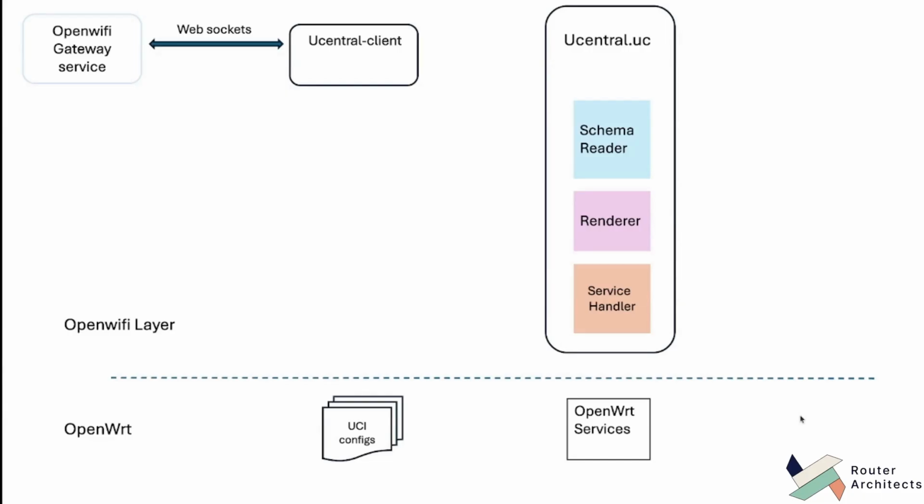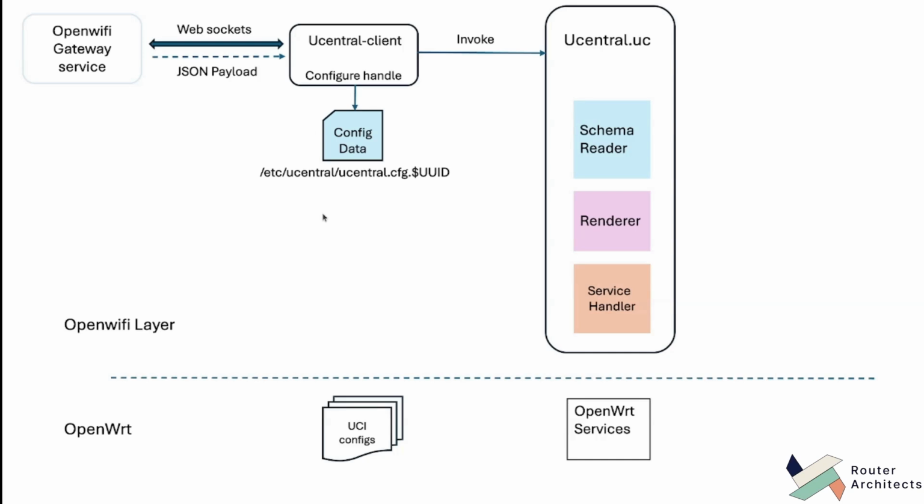Now, we'll see how the OpenWiFi client processes the configuration message. The OpenWiFi gateway service, where the cloud controller is running, communicates with the uSender client through WebSockets. The OpenWiFi service sends a JSON payload to the uCentral binary. The configure handle function processes the configuration by first parsing the data and storing it in this file. Next, it invokes the uCentral.uc script, which utilizes this data to proceed further with the configuration process.